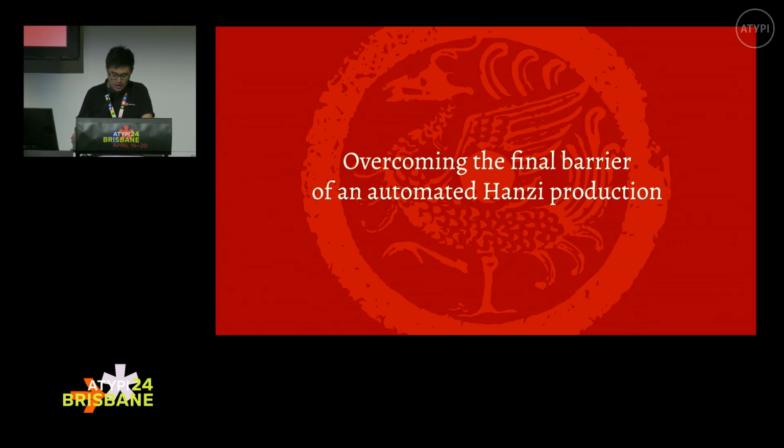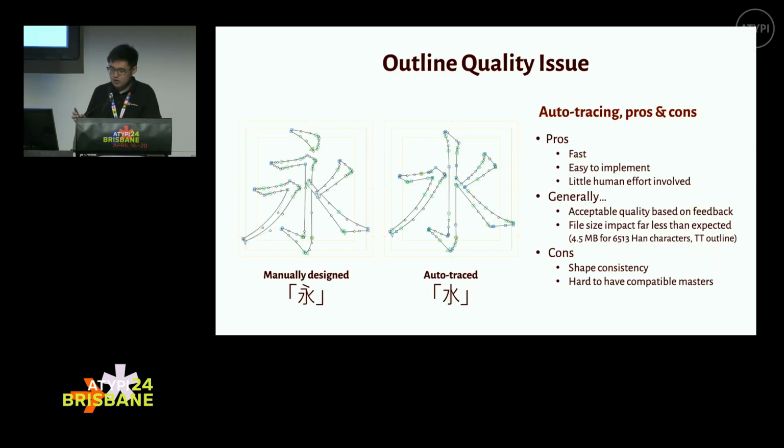So here we continue our venture of overcoming the final barrier of an automated CJK type production stage. As I have previously mentioned, Zhuque currently employs auto-tracing to convert bitmaps into Bezier curves. Since the quality of the generated bitmaps is so clear that we can confidently rely upon, the result is quite satisfying. Auto-tracing offers several advantages. It is fast and easy to implement, with minimal human effort. By applying proper parameters and utilizing curve simplification techniques, we've achieved a pretty good auto-tracing result.